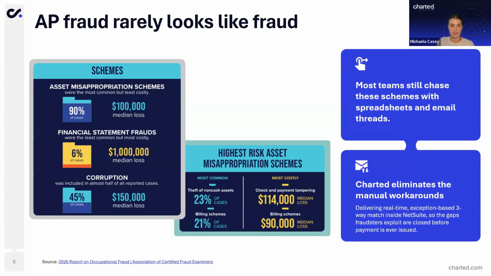The controls that most teams rely on to catch these schemes are typically spreadsheets, email threads, and after-the-fact reconciliation. Our goal with our three-way match is to fight that real-time problem with a month-end toolkit to steer your team towards success.